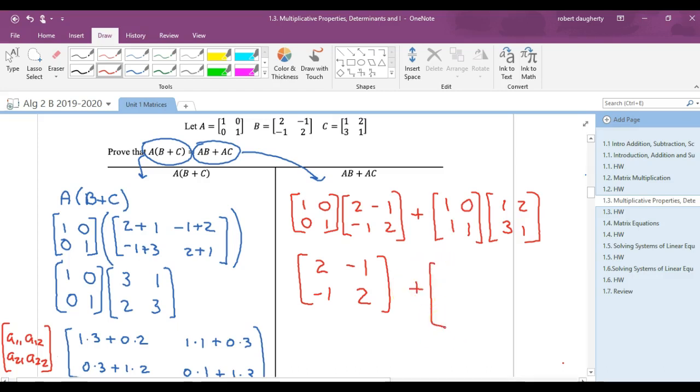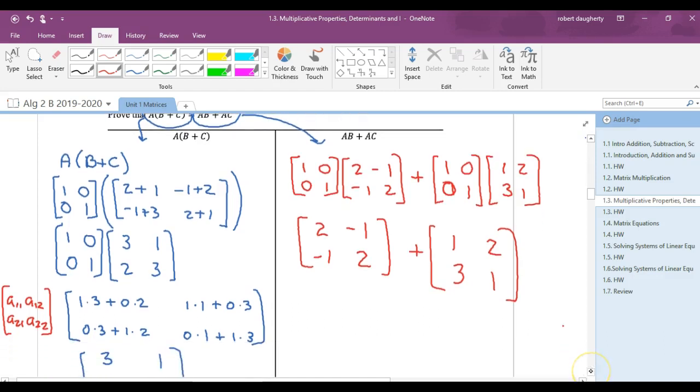This is going to be 1 times 1 plus 0 times 3. 1 times 2 plus 0 times 1. Oh, I had a mistake here. That's a 0. And then 0 times 1 plus 1 times 3. 0 times 2 plus 1 times 1. And now I just simply have to add these two together.